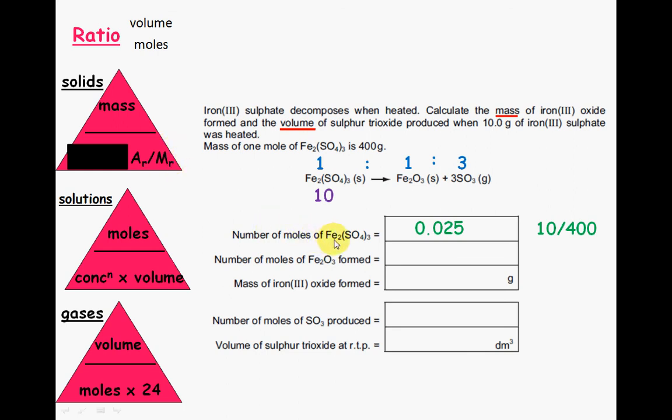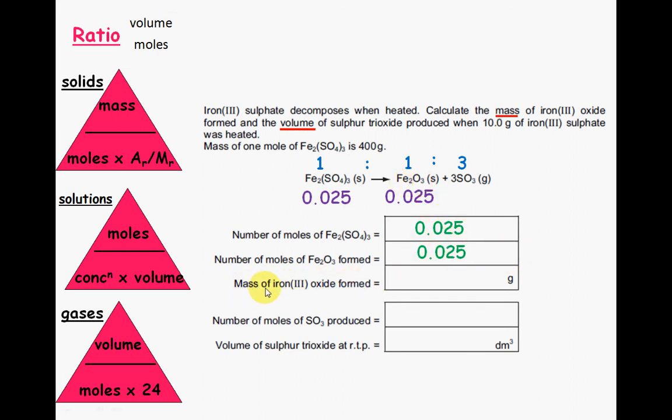I know the number of moles of iron sulfate is 0.025, so I'm going to just put it up here. Alright, so I can actually apply my ratio idea. Okay, so I've got 1 to 1. Okay, so if I've got 0.025 moles of iron sulfate, I must have the same number of moles of iron oxide. Alright, so I put that in there.